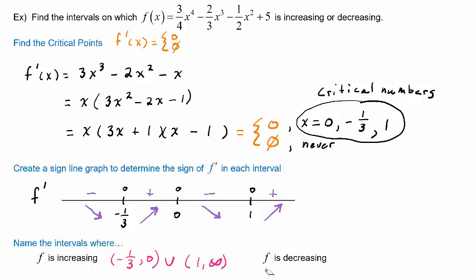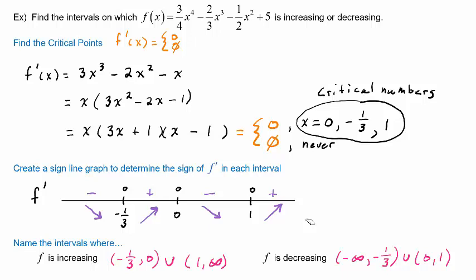Then, to name the intervals where f is decreasing, we can see that happens here from negative infinity up until negative 1/3, open interval, union, the open interval from 0 to 1. So that's how we can use a sign line graph to determine where f is increasing or decreasing.